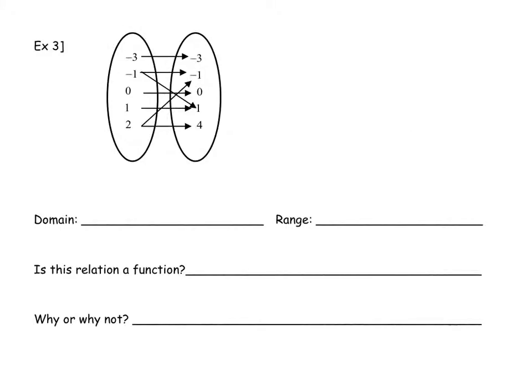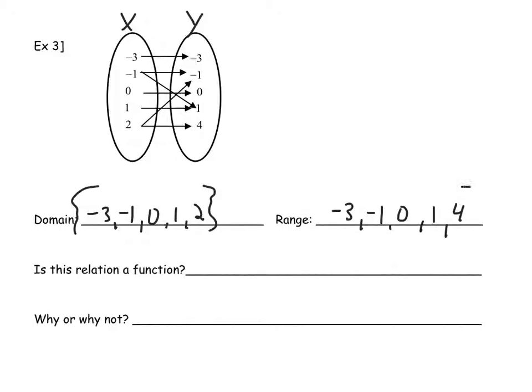Okay, so write this one down. Here we have an example of what we call a mapping diagram. So this is my x's and these are my y's. It says list the domain. So the domain is basically listing your x's: -3, -1, 0, 1, and 2. And then the range is going to be -3, -1, 0, 1, and 4. And again, the domain is your x, the range is your y.